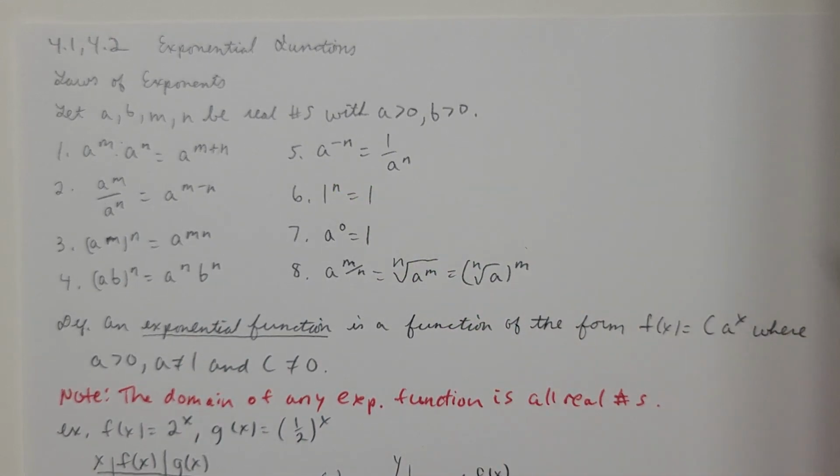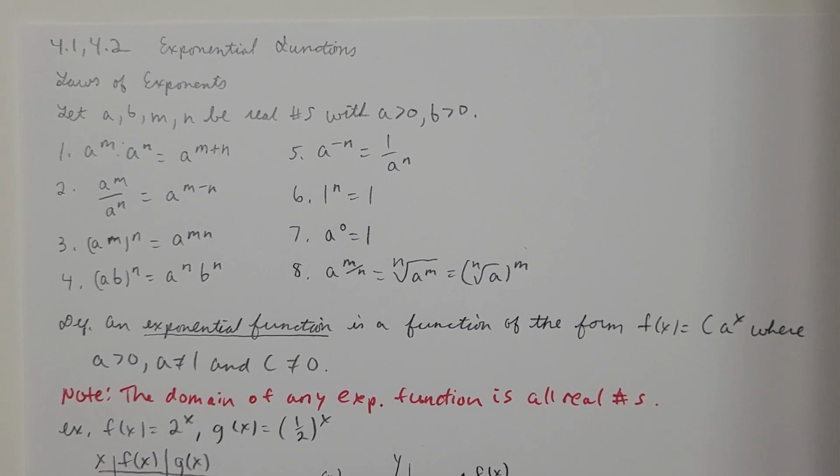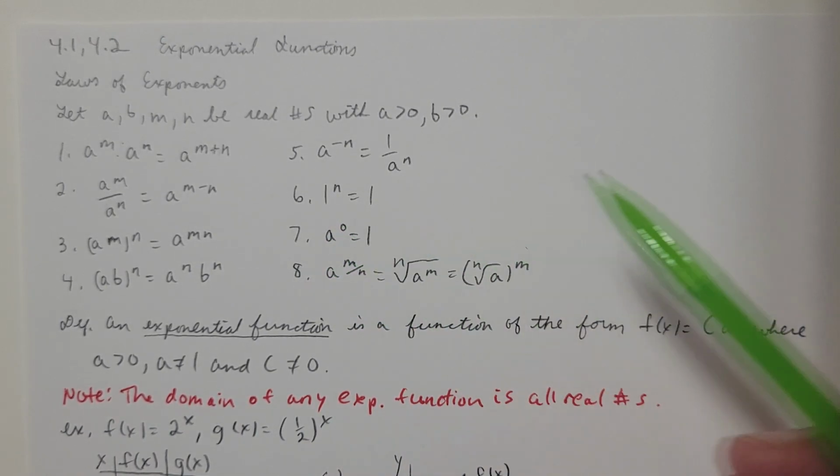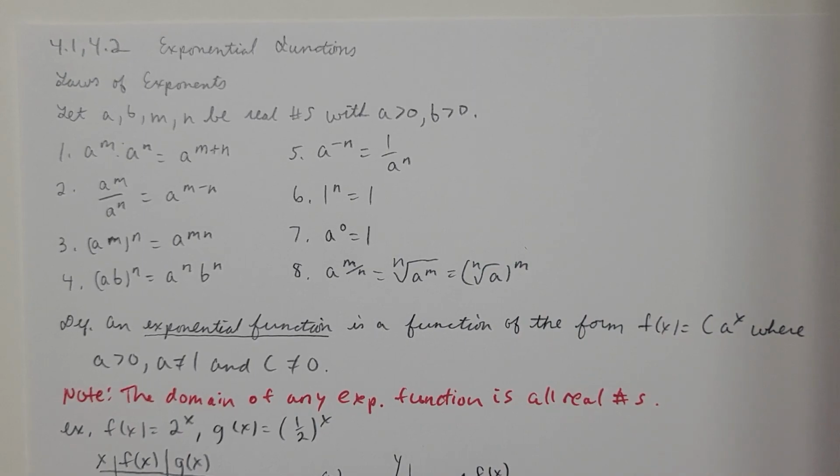Law 5: sometimes we work with negative powers. You'll see that coming up here. a to the negative nth power is the same as 1 over a to the nth power if I were to make the power positive. 1 to any power is always 1. Anything to the 0 power is always 1, not 0. Anything to the 0 power is 1.